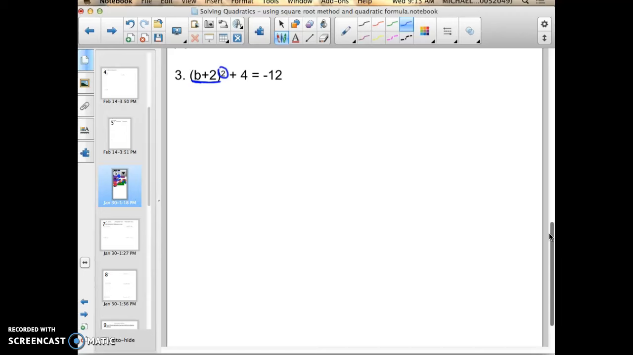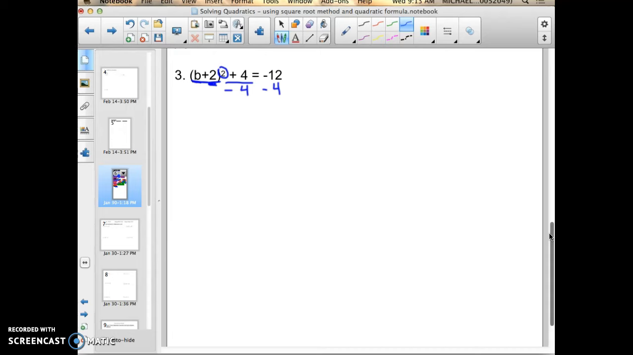First step in doing that, I can't work with this 2 yet because it's trapped in there, and I have to move this 4. The furthest thing away from the quadratic term is the 4. That 4 is being added to it, so I've subtracted on both sides. And it's really nice if you line up your work like I'm doing, just so it can help you visualize what you're doing.